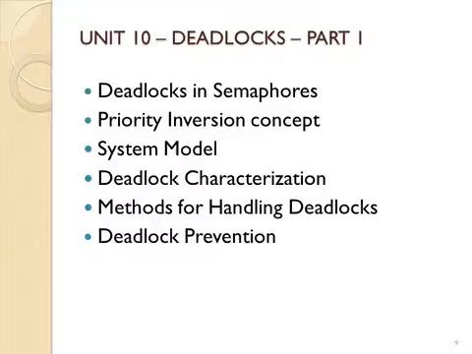So in this section we talked about deadlocks and semaphores and how that could happen. We talked about priority inversion, and that's when a higher priority task is waiting on a lock that's held by a lower priority task. We talked about the system model and the request, use, release idea. We talked about deadlocks and methods for handling deadlocks: avoid or prevent, detect and recover, or ignore the problem. And then we elaborated on deadlock prevention. In the next video, we will talk about deadlock avoidance.